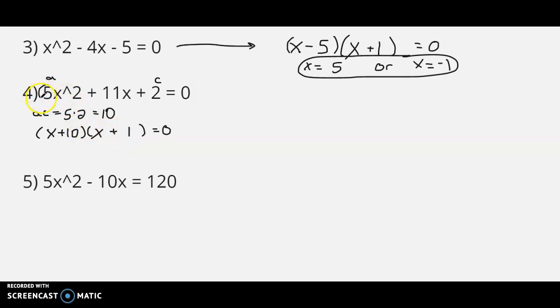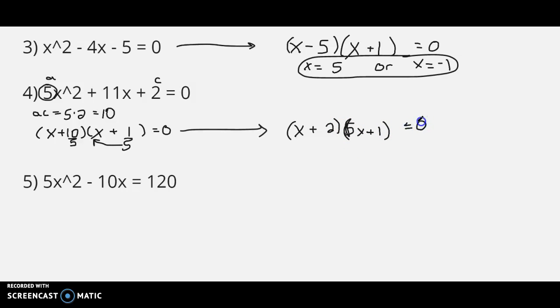Factors of 10 that add up to 11 would be a plus 10 and a plus 1. You go back to the A number, the 5, and you divide each of these by 5. If it divides, great. If it doesn't divide, we will just put that number out in front. Okay, so x plus 10 over 5, x plus 2. The 1 doesn't divide by 5. We put the 5 in front of the x. 5x plus 1.